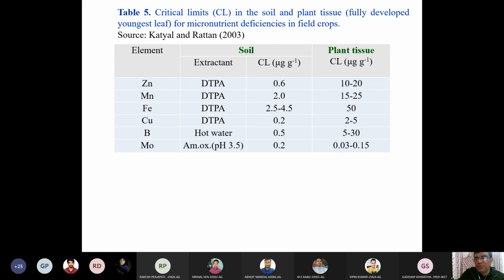And then for plant tissues, it is normally 10 to 20 ppm. Manganese 2 ppm in soil, 15 to 25 ppm in plant. Iron 2.5 to 4.5 in soil and 50 ppm in plant. Copper 0.2 in soil and 2 to 5 ppm in plant. So you can go through this and please try to remember these values. At least for zinc, iron and copper, you should remember these critical values. These are very, very important. Many times they will be asked in your oral examination or written examination.